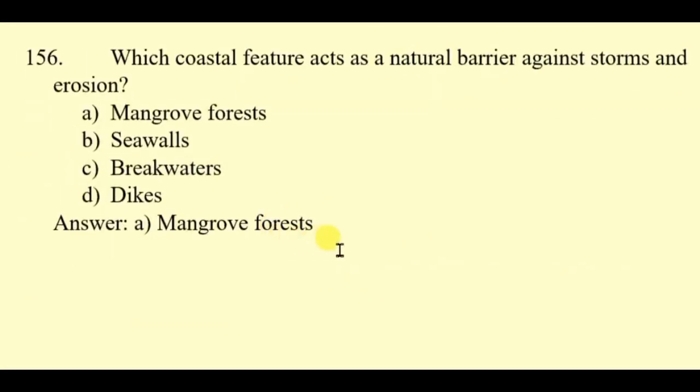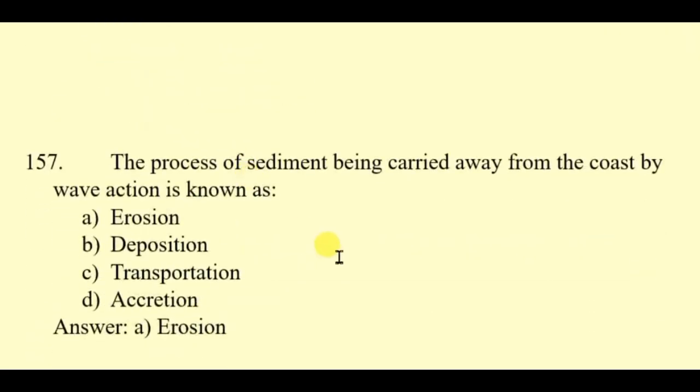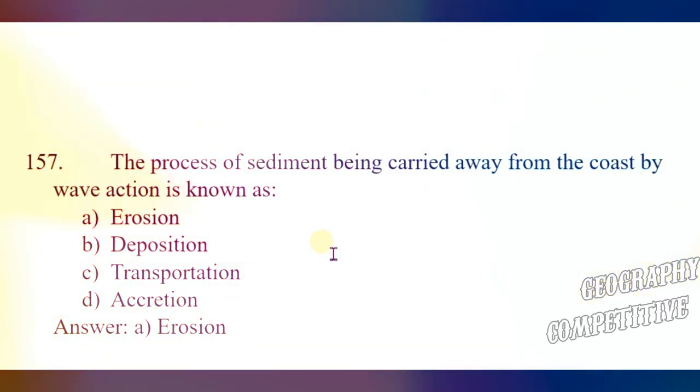Question 156. Which coastal feature acts as a natural barrier against storms and erosion? Mangrove forests, seawalls, breakwaters, dikes. The right answer will be mangrove forests because it is the only natural feature in the four options. Question 157. The process of sediment being carried away from the coast by wave action is known as erosion, deposition, transportation, and accretion. Here the right answer will be erosion.